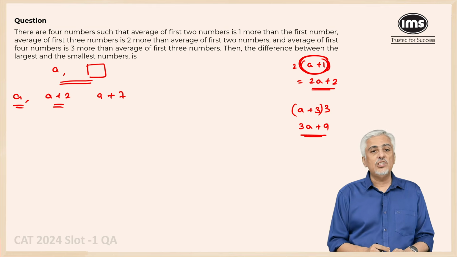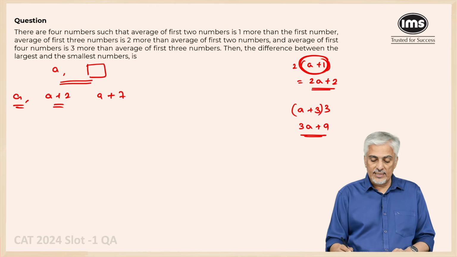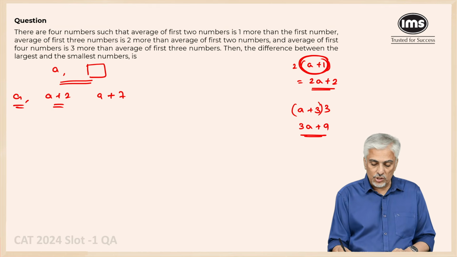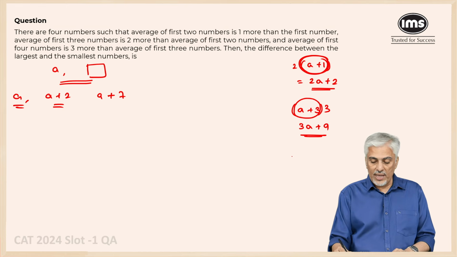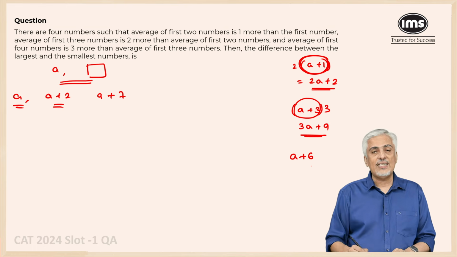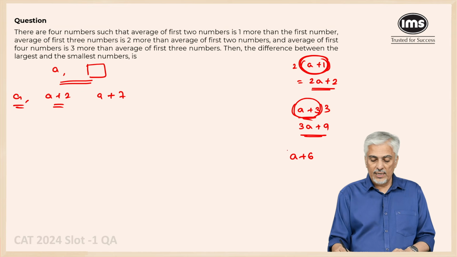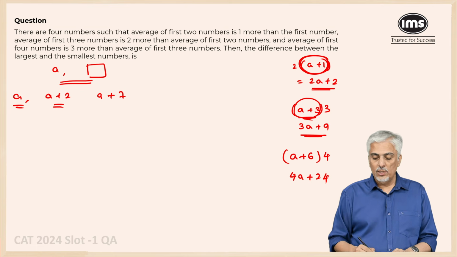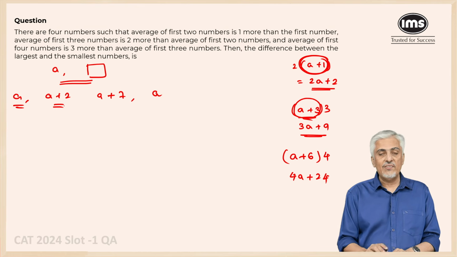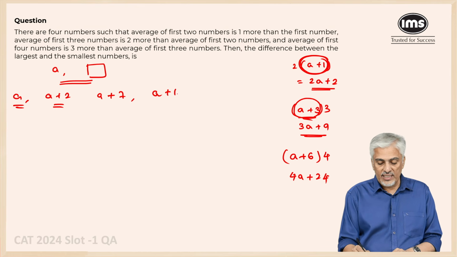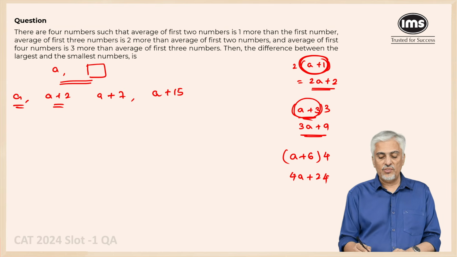Now the average of the first four numbers is, now over here the average of three numbers was a plus 3, right? Is 3 more than that. So average of four numbers is a plus 6, 3 more than this, into 4. The total became 4a plus 24. So to reach 4a plus 24, the fourth number will have to be a. We already have a 9. So I'll need a 15. So the last number is a plus 15.